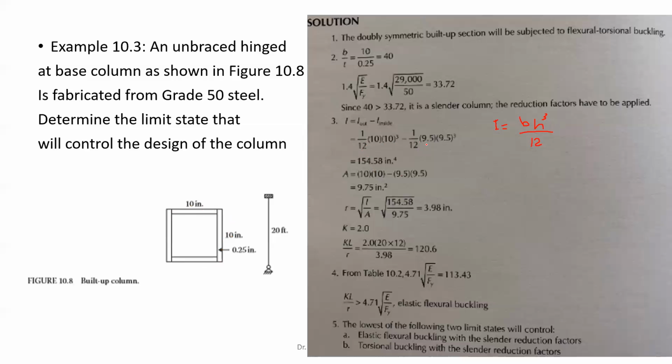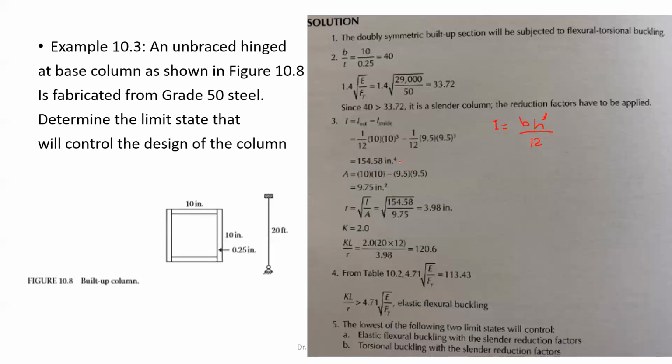Now we are working on the inside. 9.5 times 9.5 cubed, because it's 0.25, right? Two sides, so it's 0.5. 10 minus 0.5 is 9.5, and that goes for the two sides. So our moment of inertia for this built-up section is 154.58 inch to the power of 4.